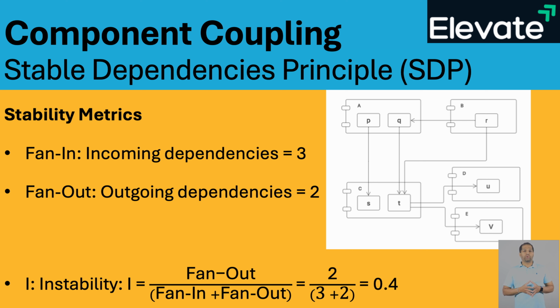For this given component dependency diagram, if we calculate this metric for component C, its fan in is 3 because dependencies come from classes P, Q and R, and then its outgoing dependencies are 2, which are going to classes D and E. So instability is 2 over 5, which is 0.4.